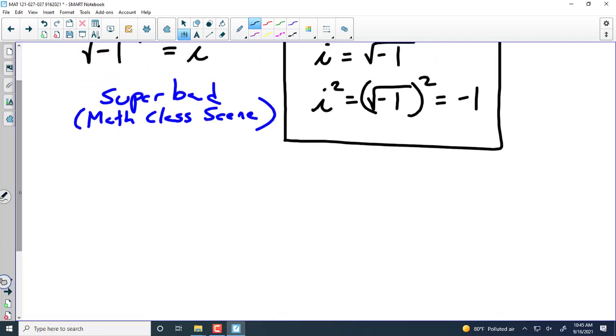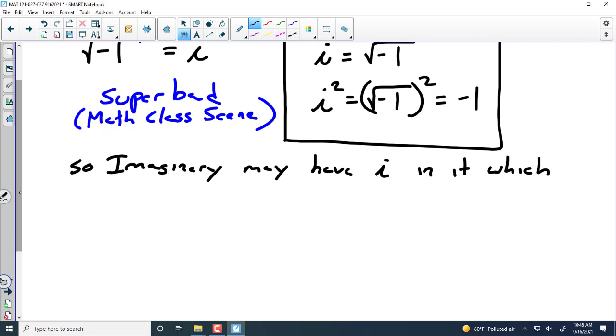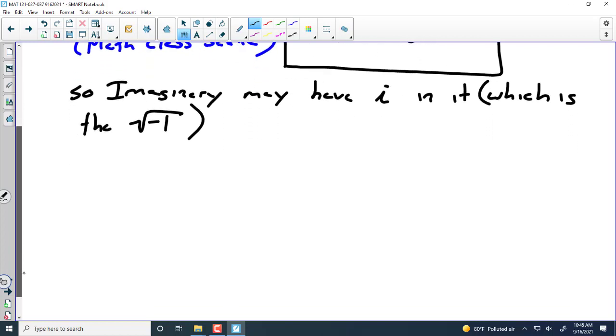So if an imaginary number is the square root of a negative, we can kind of expand that to saying, imaginary numbers may have i in it, which is the square root of negative 1. So when I said before that imaginary numbers have the square root of a negative in it, you might not actually physically see that square root of a negative because you might see i in there instead. In fact, that's what you'll see more often, is you'll see i in there. So that lets me write this.